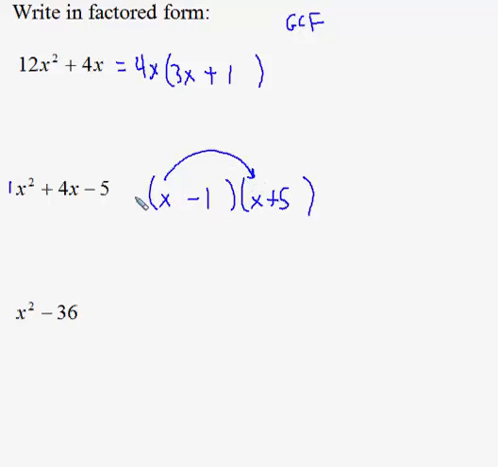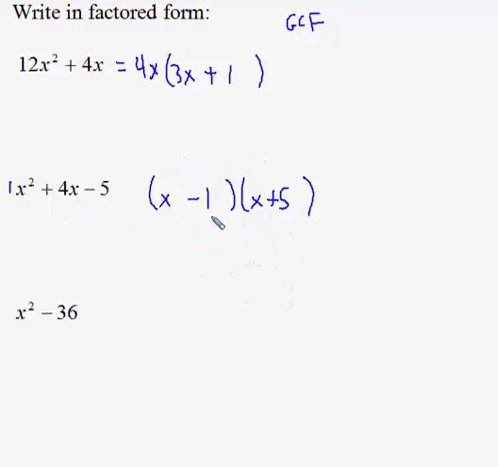So x times x would give me x squared. This times this would give me x times 5 is 5x. And that's not 4x, but the next multiplication would be negative 1 times x, which gives me negative 1x. And then when someone were to combine these two terms, they'd get 5x, subtract 1x, which is 4x. So that's going to work.